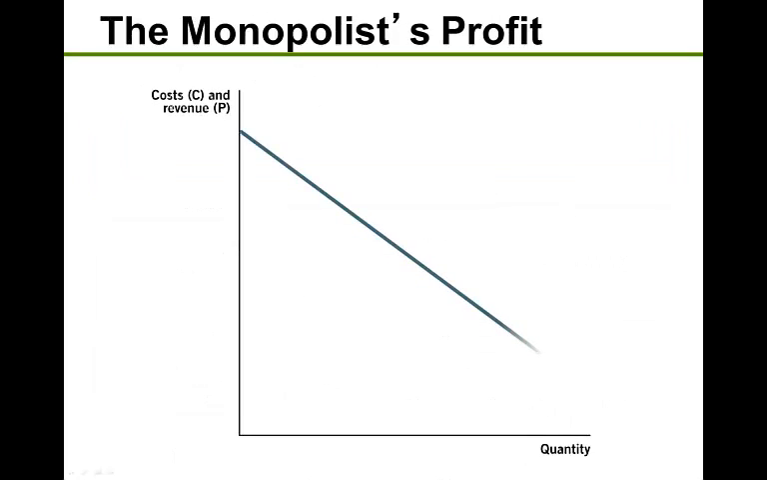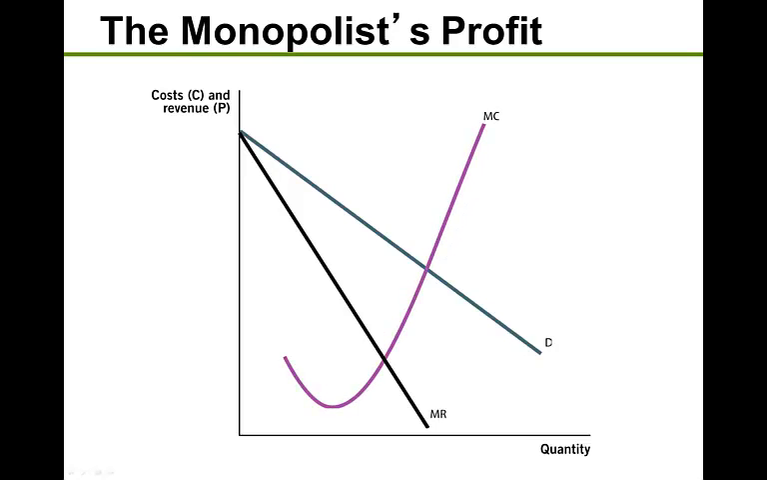Okay, so just to review what a monopolist's decision would look like graphically. Here's our setup. Our monopolist has a demand curve, and that demand curve will give us a marginal revenue curve. Remember that the marginal revenue curve shows us the change in revenue for a change in quantity sold. So our monopolist has a marginal cost curve and an average total cost curve.